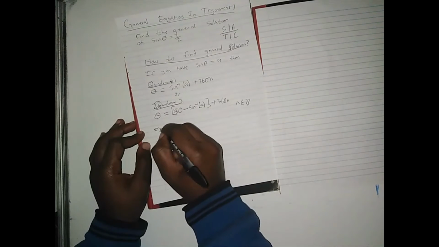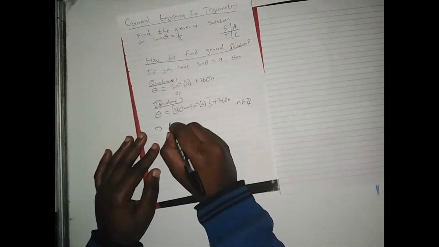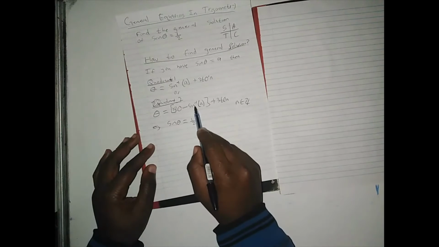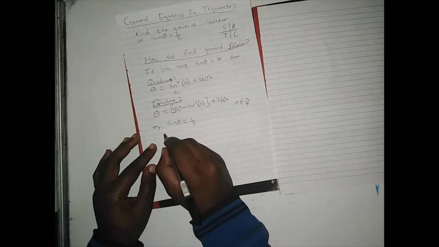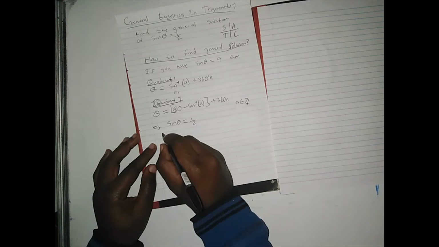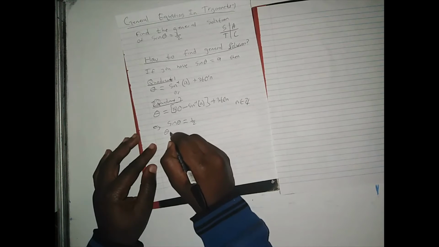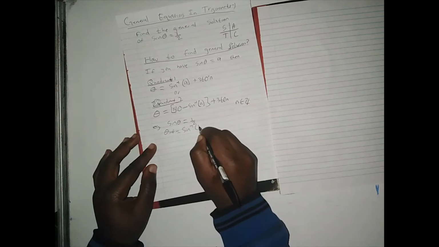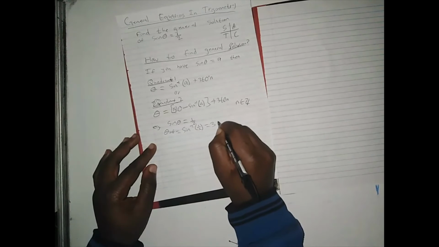Okay, let us do an example. You've got sine theta, which is equal to half, the one that you are given here. So how do you find a general solution here? Okay, we said general solution here is going to be in quadrant 1 and quadrant 2. So what you're going to do is find a reference angle. Theta ref is equal to the inverse sine evaluated at 1 over 2, which is equal to 30 degrees.